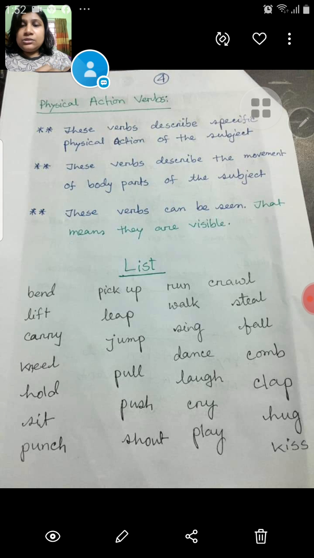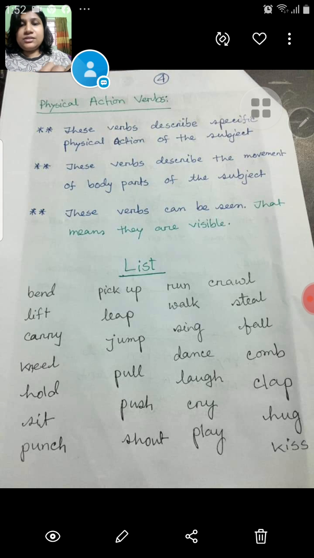You can see that these verbs can be seen; that means they are visible. So, I love you. Can you see it, or is it just a feeling? I feel your love. This is a subject's feeling. This is invisible. So a physical action verb can be seen, but a mental action verb cannot be seen.